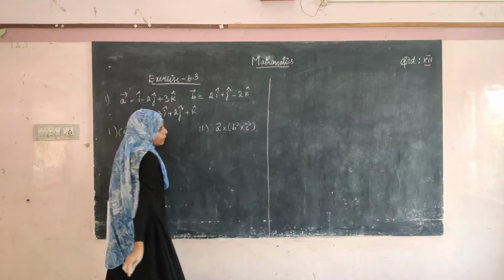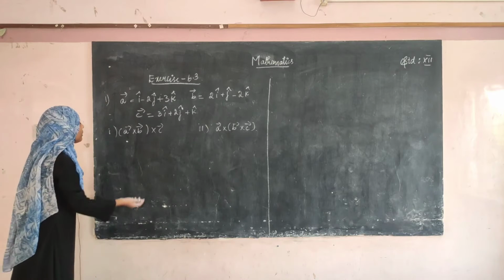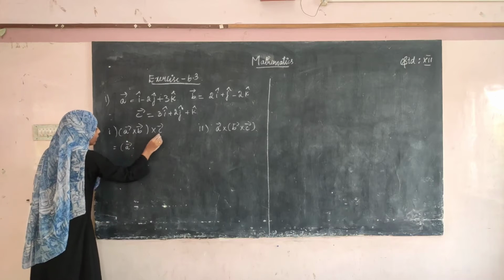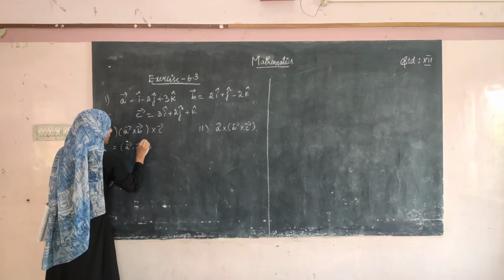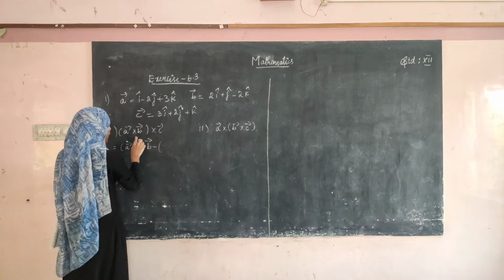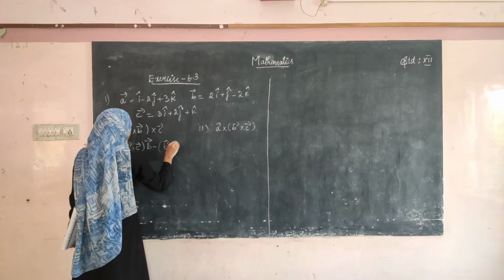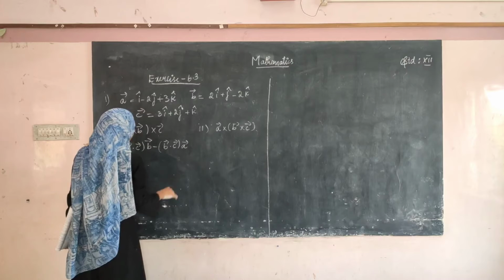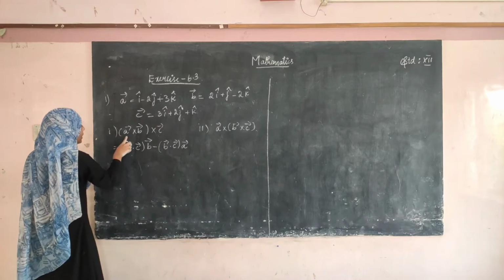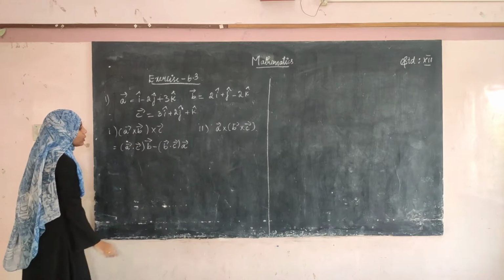So this is the vector triple product, right? This subdivision is about vector triple product. So how will we expand this? This can be expanded like this: A vector dot C vector into B vector minus B vector dot C vector into A vector.